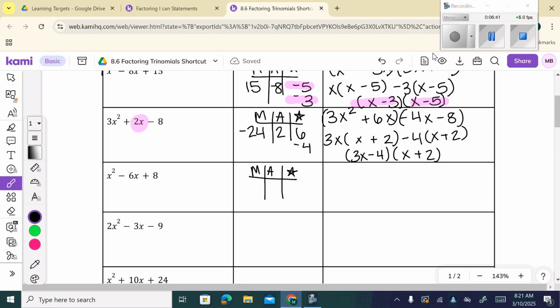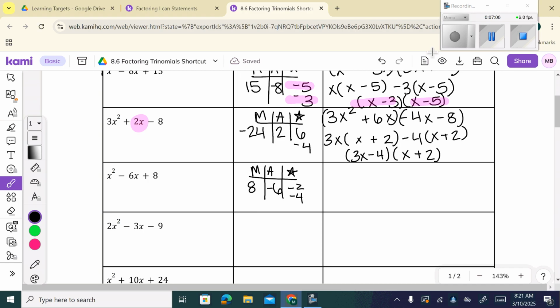Alright, what two numbers are we going to multiply together? Okay, what's the number for that x squared? 1. What's 1 times 8? 8. What are we adding to? Close. Negative 6. Okay? What multiplies to 8 and adds to negative 6? Negative 2 and negative 4. Okay, good. Negative 2, negative 4.